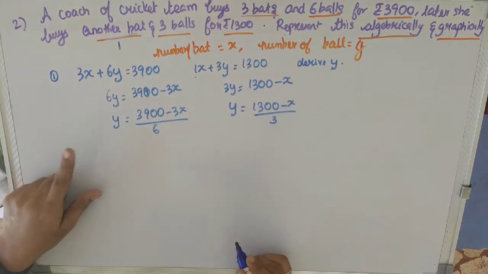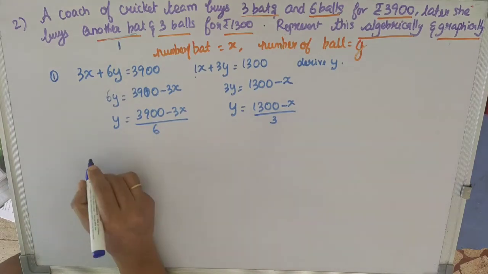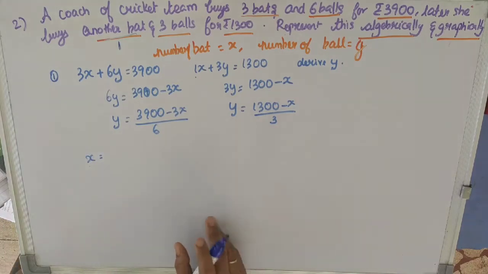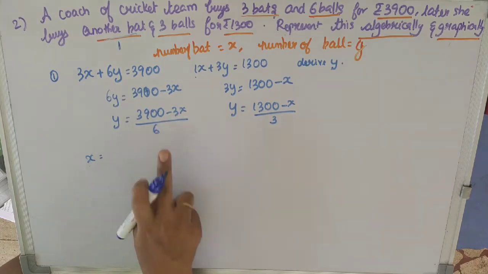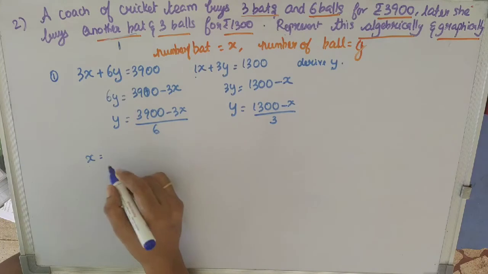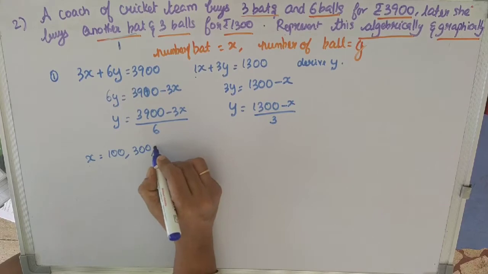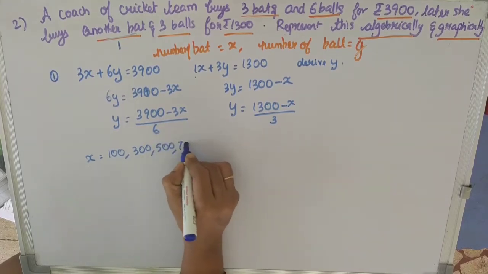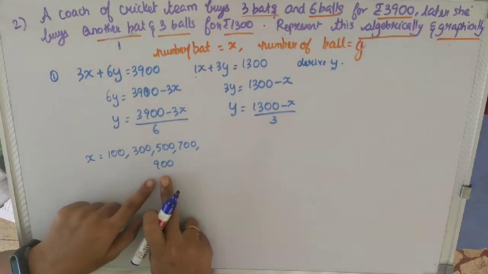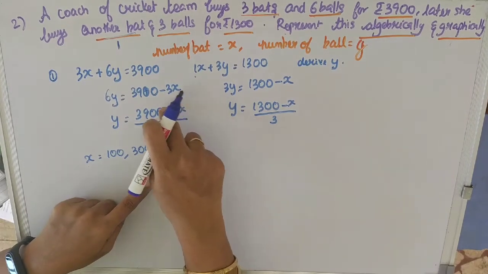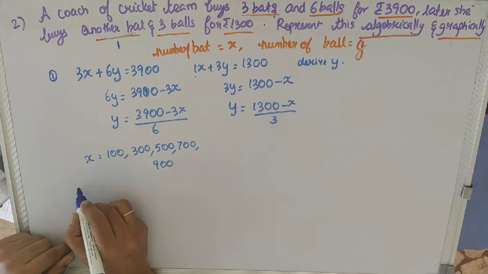Now we know the equation to find y. Now what we should do is substitute the values of x in y. We can take any value of x, but this 3,900 minus 3x should be divisible by 6. For example, we can take x is equal to 100, 300, 500, 700, etc. so that 3,900 minus 3x will be divisible by 6. We can substitute the values of x in y to find x comma y, the ordered pairs, to represent the equation graphically.